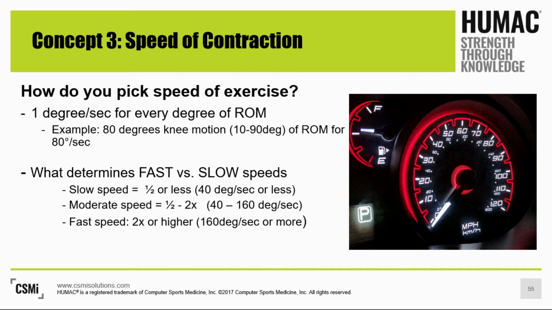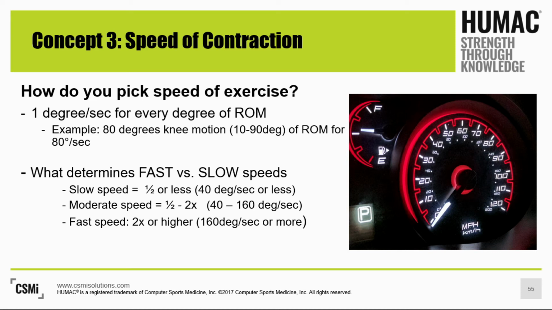So if we define our slow speeds as half or less of the total range of motion, so in this example of 80 degrees of motion, a slow speed would be 40 degrees per second or slower. A moderate speed is half the range of motion up to 2 times the range of motion. Our example here is from 40 degrees per second to 160 degrees per second. A fast speed is defined as 2 times the range of motion or faster. So here we're talking about 160 degrees per second or faster.